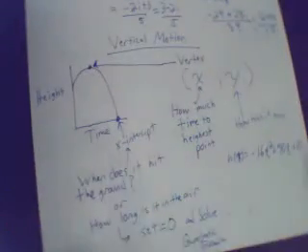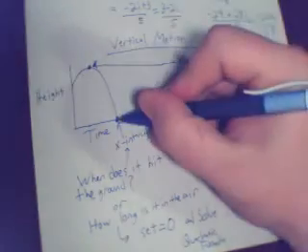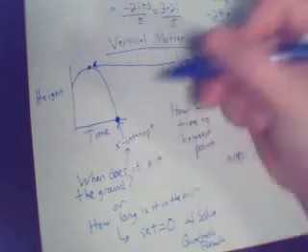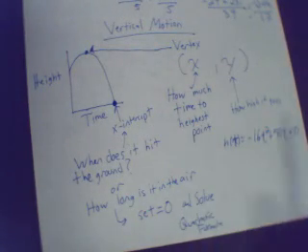Then they might ask questions like, when does it hit the ground, or how long is it in the air? And that's right here. That's where it hits the x-axis. That's the ground. So to do that, set it equal to 0 and solve using the quadratic formula.